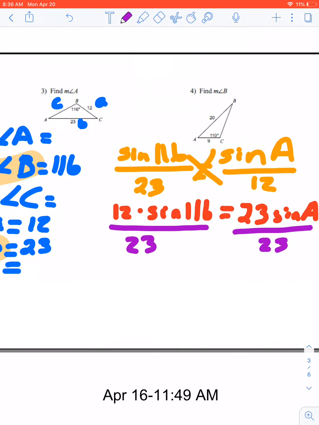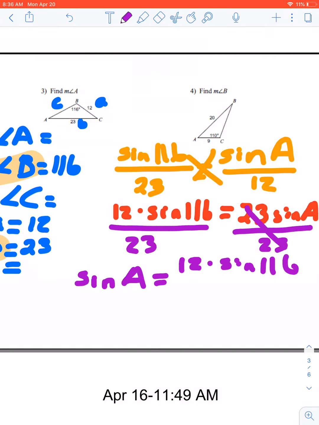That sine and that A are attached. They're kind of like multiplied together if you want to think of it like that. So I end up with, I'm going to flip this, sine of angle A equals 12 times sine of 116 over 23. Great. Now I have to get rid of that sine.